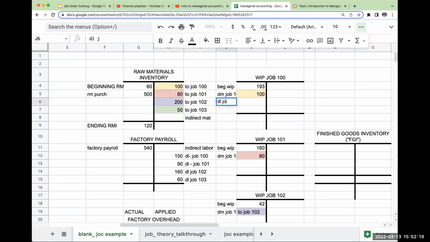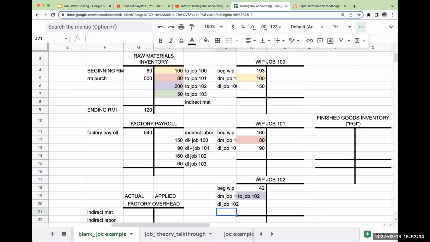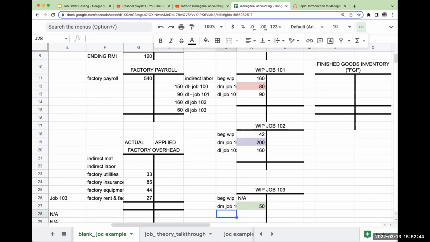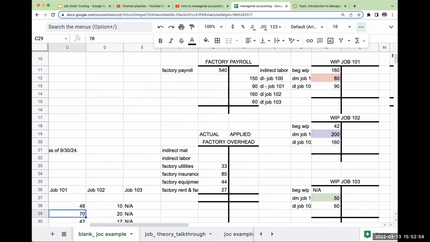Direct labor, job 100, this amount is going to be 150. Direct labor, job 101, this amount over here is going to be 90. Direct labor, job 102, this amount is going to be 160, and I made a mistake. This has to be 200. Okay, and right down over here, direct labor, job 103, this amount is 60. Okay, when I go through and close it out, I'll put those other amounts in.